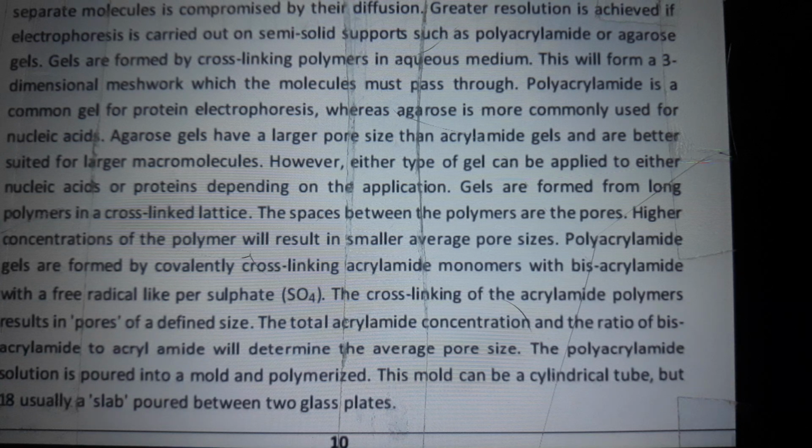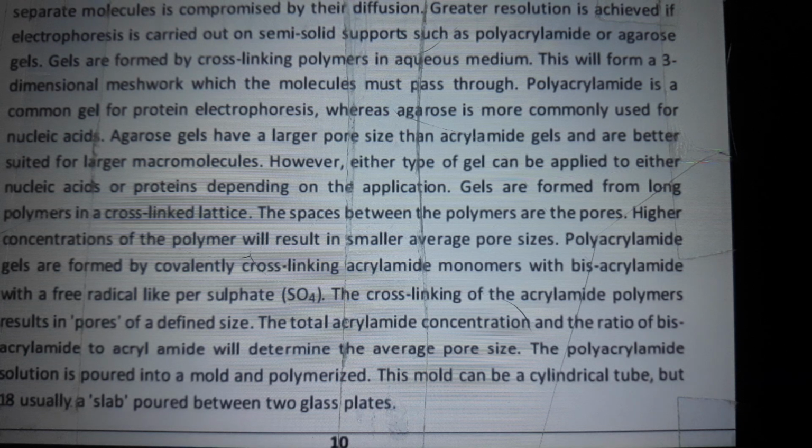Gels are formed from long polymers in a cross-linked lattice. The spaces between the polymers are the pores. A higher concentration of the polymer will result in smaller average pore sizes. Polyacrylamide gels are formed by covalently cross-linking acrylamide monomers with bis-acrylamide, with a free radical like persulfate, SO4. The cross-linking of the acrylamide polymers results in pores of a defined size. The total acrylamide concentration and the ratio of bis-acrylamide to acrylamide will determine the average pore size.